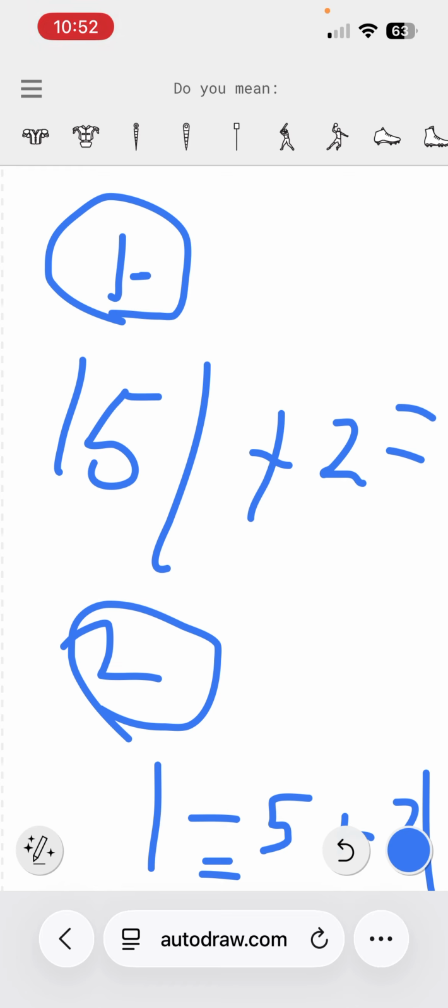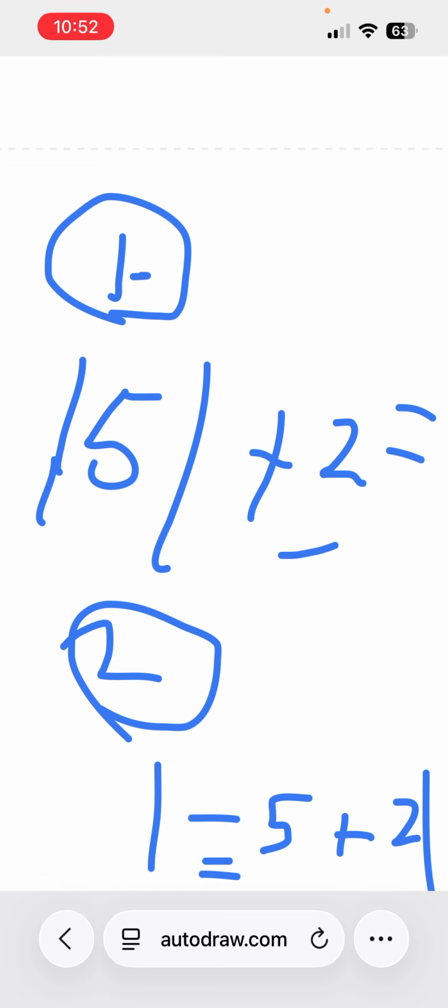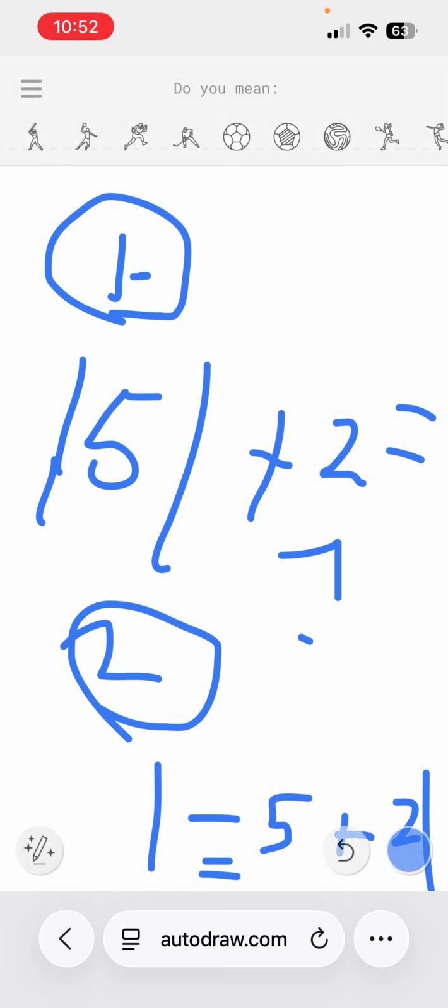So let's jump to number 1 here, where we have 5 written in the absolute value signs plus 2. The absolute value of 5 is 5 because absolute value is never negative. So our absolute value is 5. So we have 5 plus 2, which gives us 7. Our answer is 7.